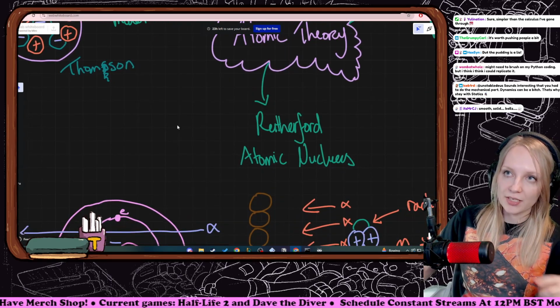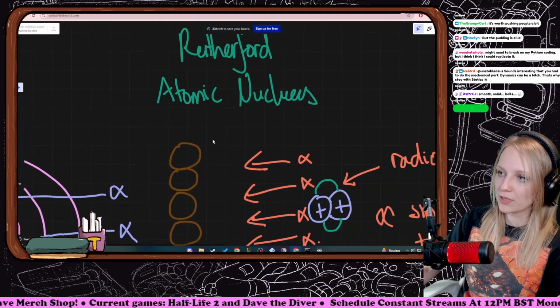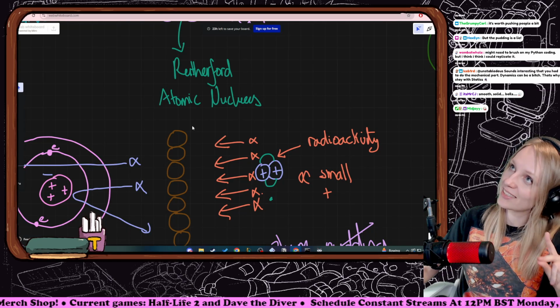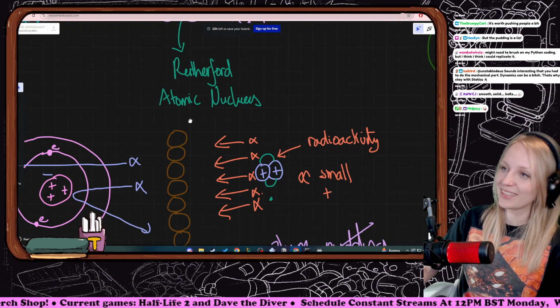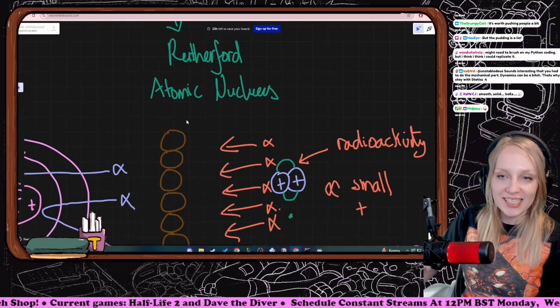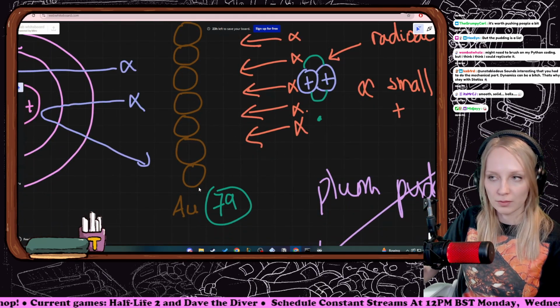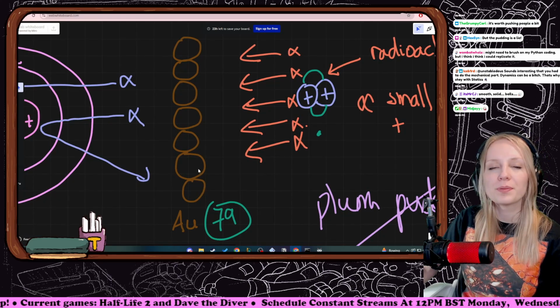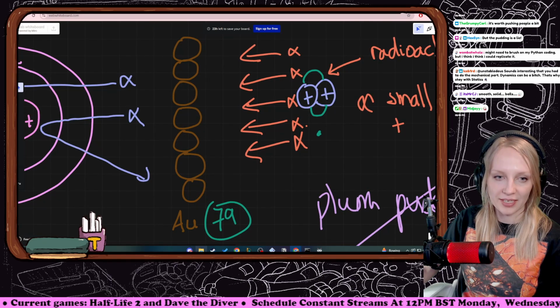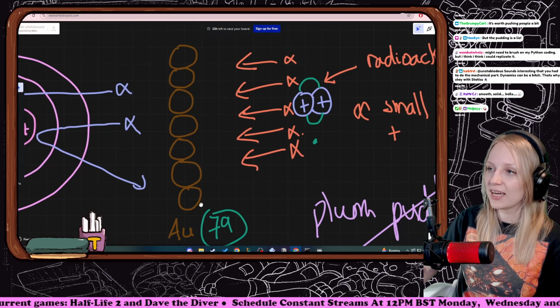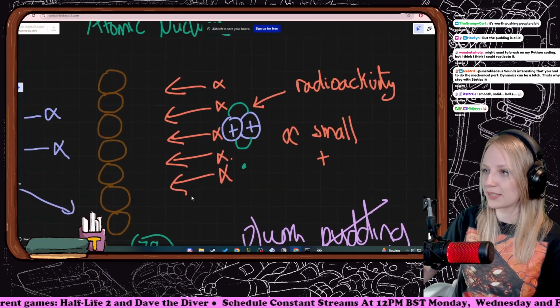A couple of years later, this was in 1911, Rutherford proved this. But it wasn't just himself. He had two other students, Geiger and... damn it, I forget the other name. I feel so bad. They performed this experiment where they got a thin sheet of gold. So thin, we're going to pretend that it is one atom thick. In reality, it was a lot of atoms thick. It was gold leaf.